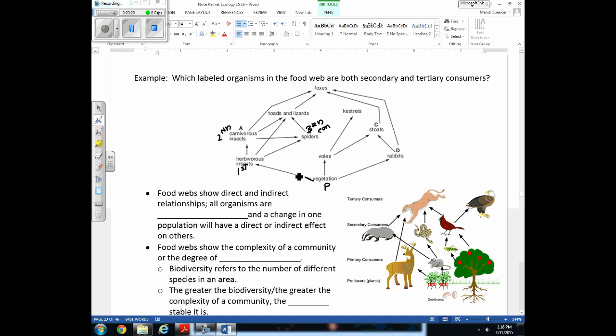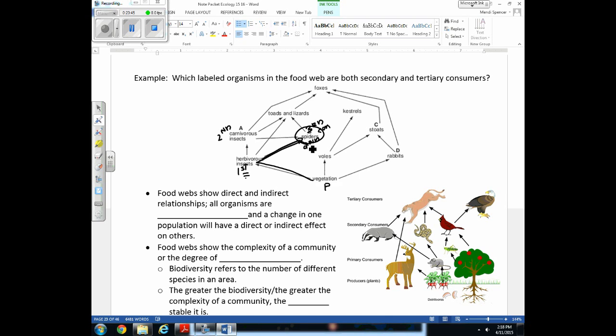But I can also follow this food chain. In this situation, again, I have those insects that are eating plants, those first level consumers. In this situation, the spider is the second level consumer. So that would be your answer. The spider is considered both a secondary and a tertiary consumer. A food web just shows many different food chains all linked together.